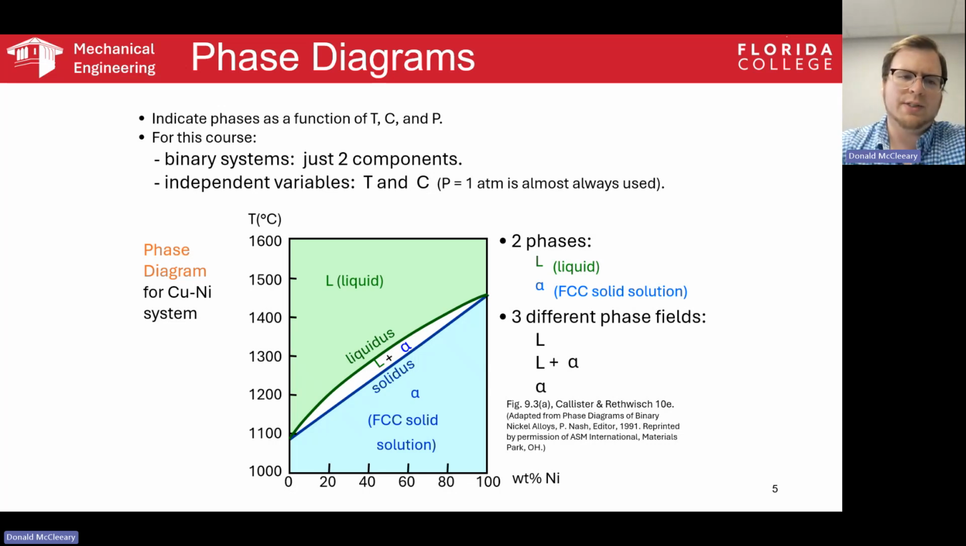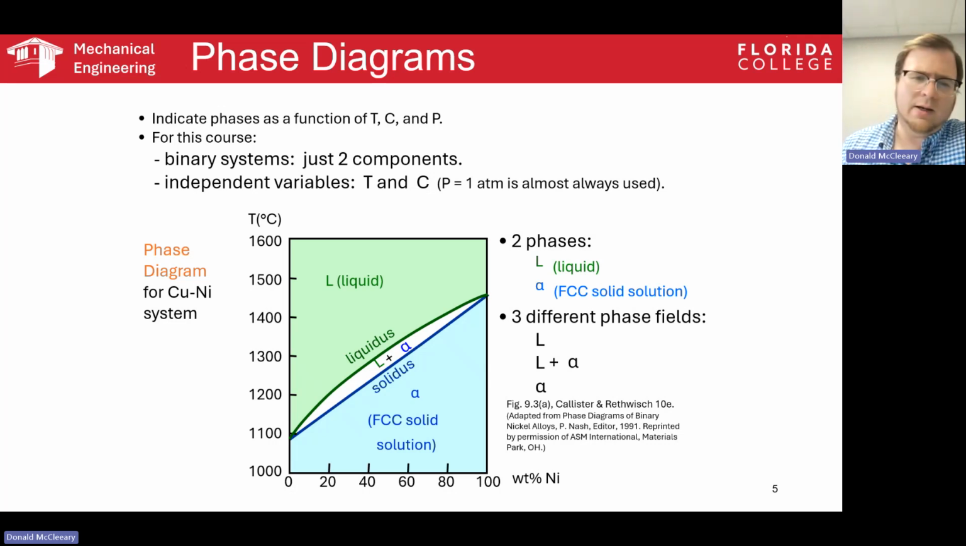A phase diagram is just a diagram that we can use to determine the phases present at certain temperatures and certain concentrations for usually two or more types of materials that are mixing together. These are most commonly metal alloys.